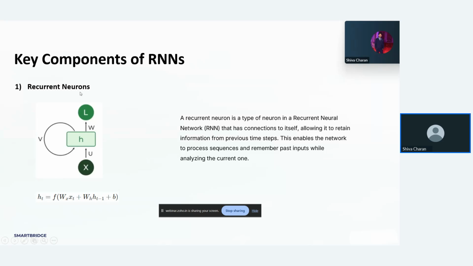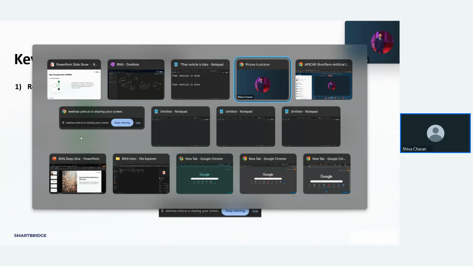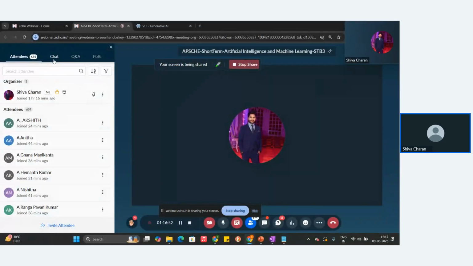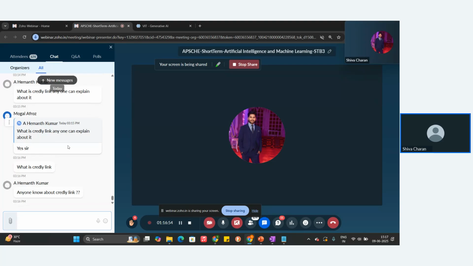L will be the prediction of the next word, okay? And U, V, W are the weights. Understood anything, whatever I just told? Anyone understood?